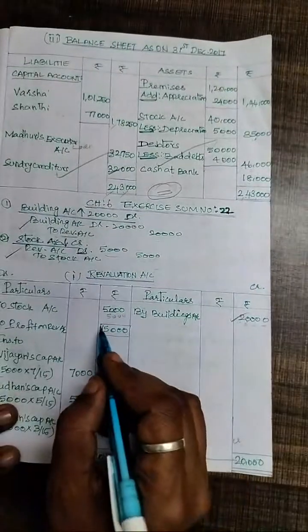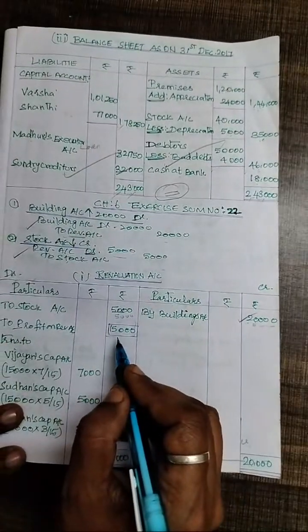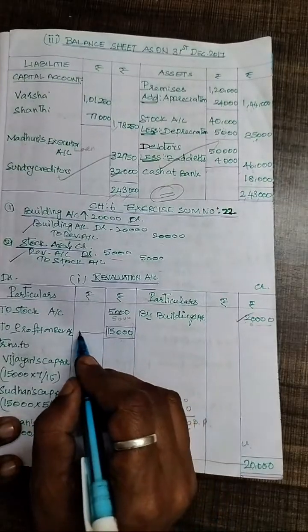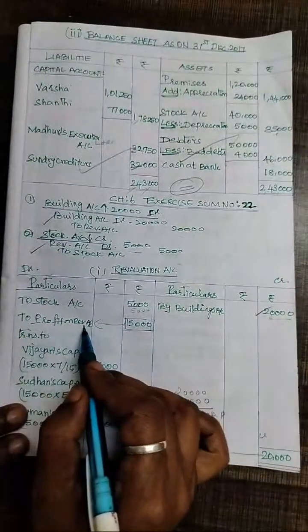So we have entered that 15,000 rupees as the difference. Against this, you are going to write profit on revaluation account.